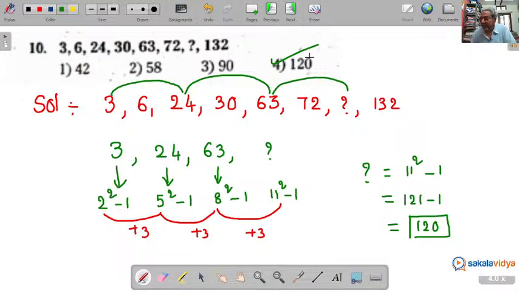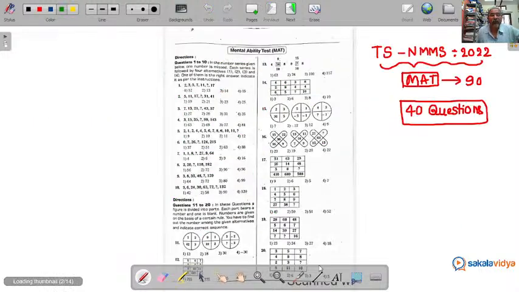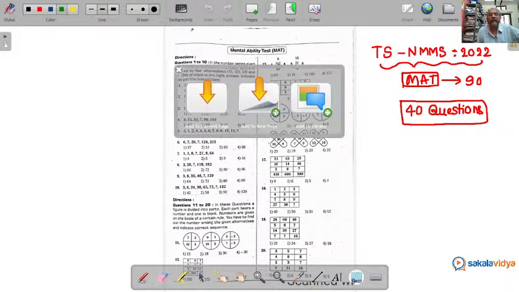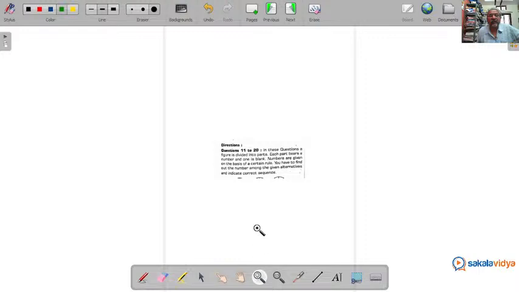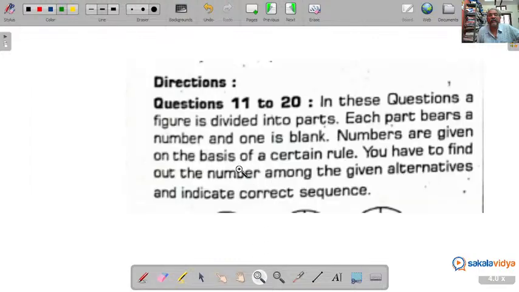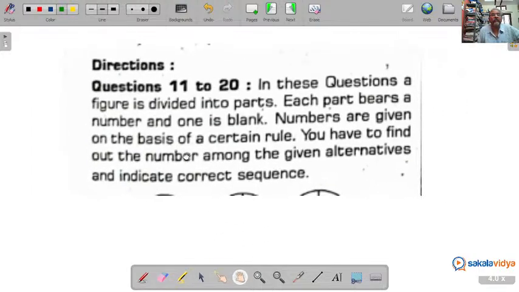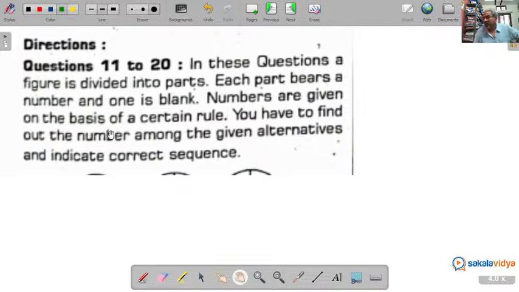So far we have completed 10 questions in the question paper. Right? Let us move to the next instructions, directions for the next 10 questions. My dear students, all of you try to concentrate on this one. Read yourself also once again.